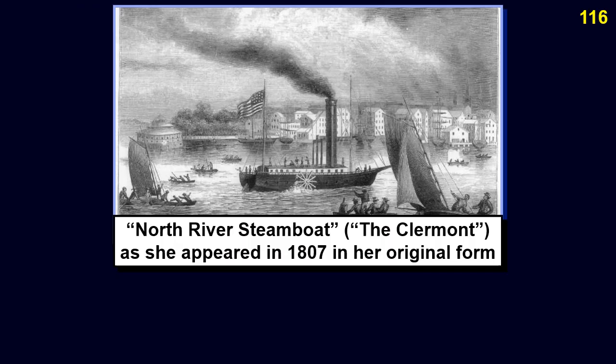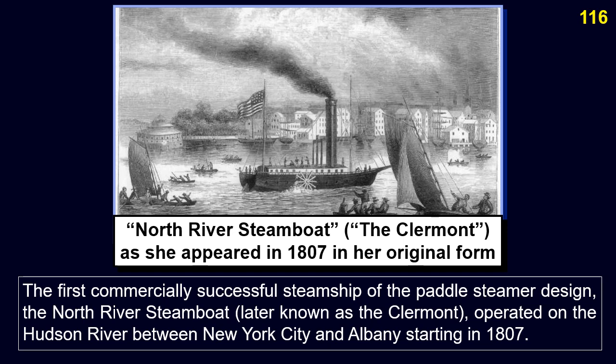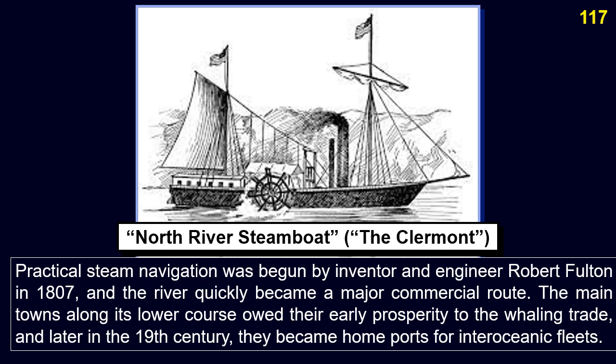Chapter 7. Steamboats on the Hudson. The first commercially successful steamship of the paddle steamer design, the North River Steamboat, later known as the Clermont, operated on the Hudson River between New York City and Albany starting in 1807. Practical steam navigation was begun by inventor and engineer Robert Fulton in 1807, and the river quickly became a major commercial route.